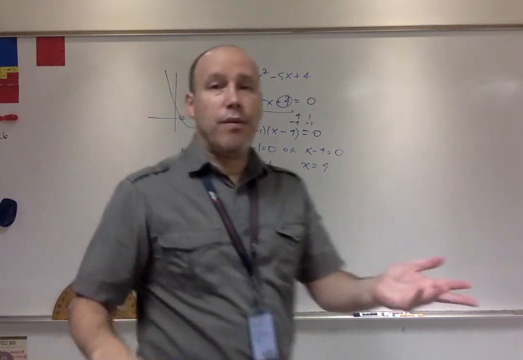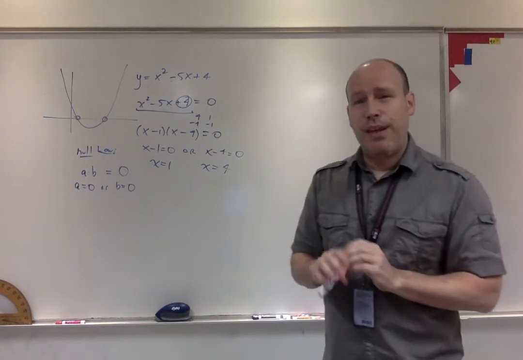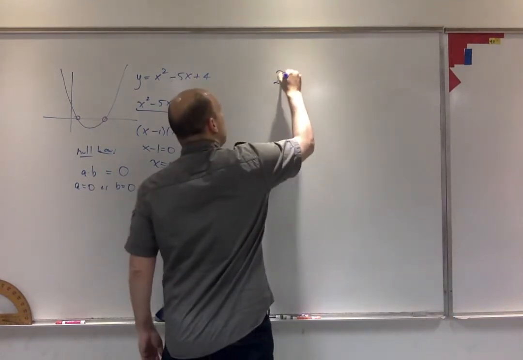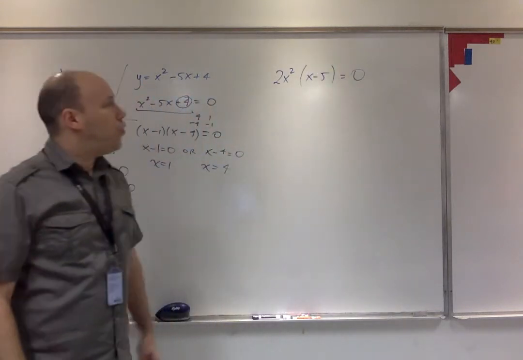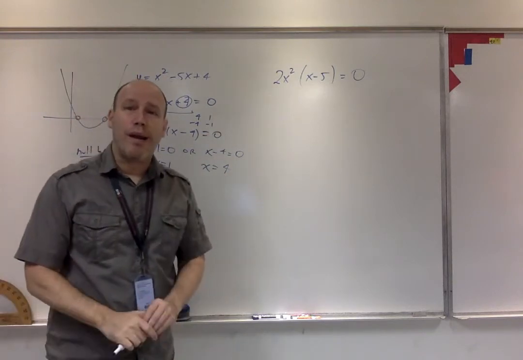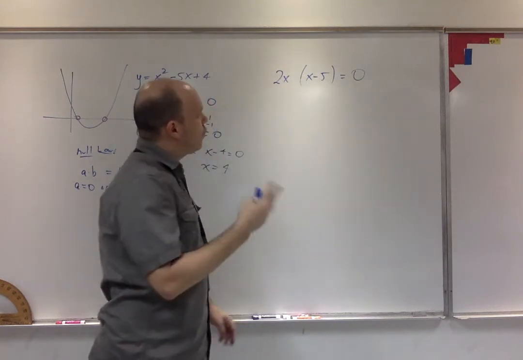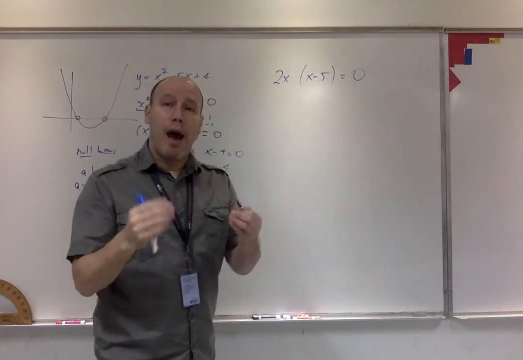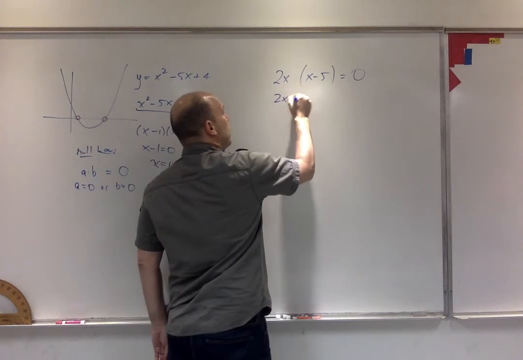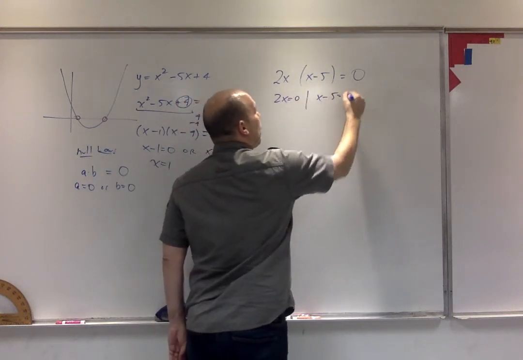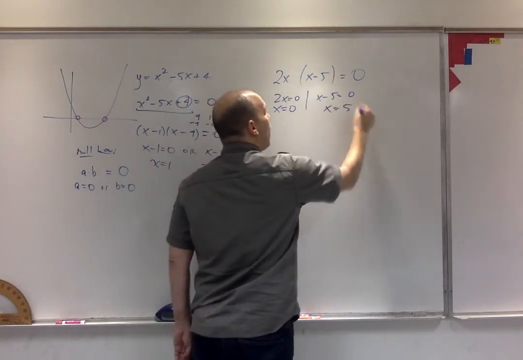So, you might get two types of problems on the homework. One problem, or in life, one problem is something might be completely factored already. For example, 2x squared times x minus 5 equals 0. So you say to yourself, this has been factored already. Set each part equal to 0. Well, let's change it to 2x times x minus 5 equals 0. Okay, I have something times something equals 0. I'm going to use the null law. 2x equals 0. X minus 5 equals 0. The first solution is x equals 0. The second solution is x equals 5.